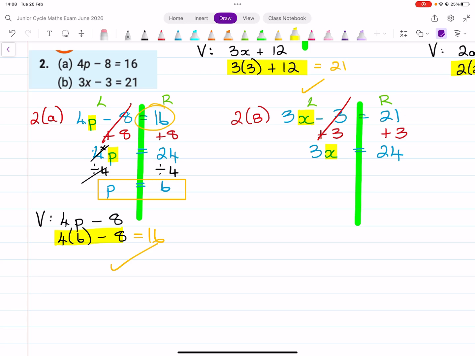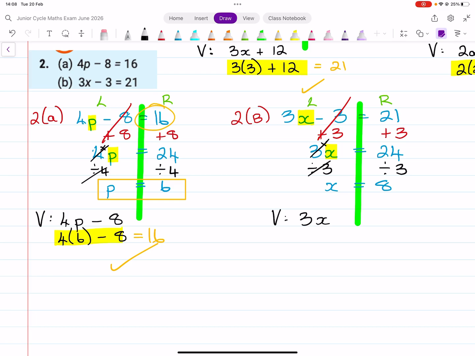I want to isolate the x, but it is being multiplied by 3. To get rid of that, I divide by 3. If I divide by 3 on the left, I have to divide by 3 on the right. So I am saying that x is 8. We won't box it off until we've verified.